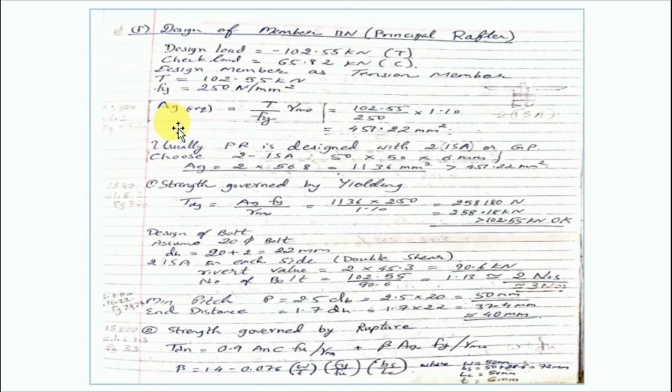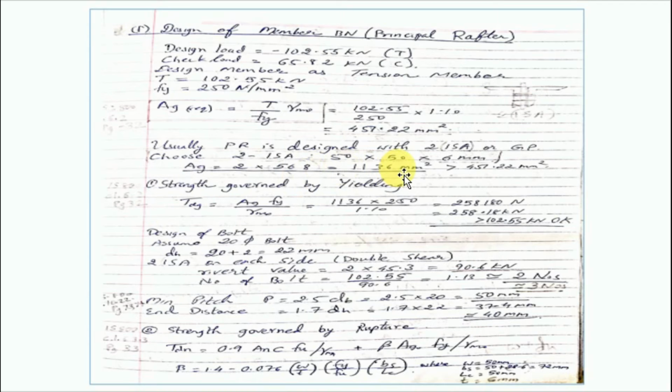We are finding the gross area of steel, Ag equal to T by Fy by gamma m0. We are getting 451.22 mm square. Now we have to select an element greater than this area. So our angle section will be 2 ISA, which is greater than 451.22 mm square.